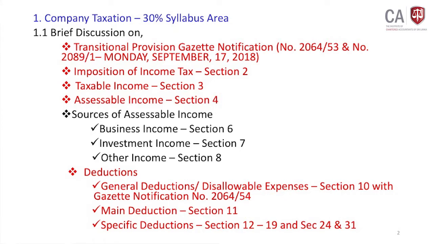Then this is a third Gazette notification which you should look at. If you are a student and you need to take the highest marks in company taxation, then you should have all this information with you. General deduction, which is disallowable expenses in section 10, and the main deduction rule in section 11. It should be looked at; it is a general provision to deduct expenses when computing the business income.